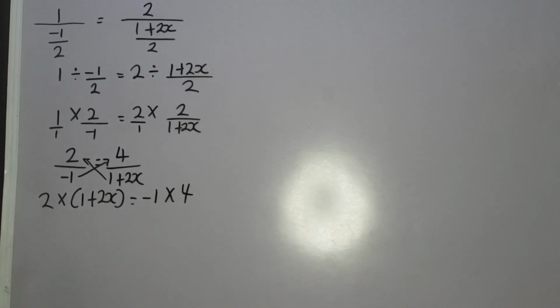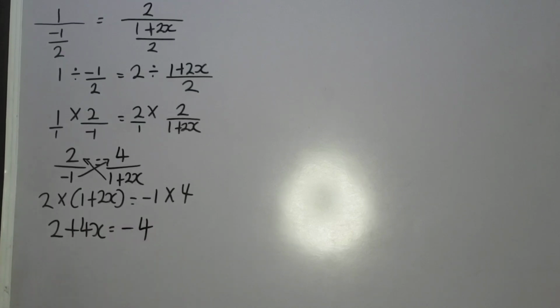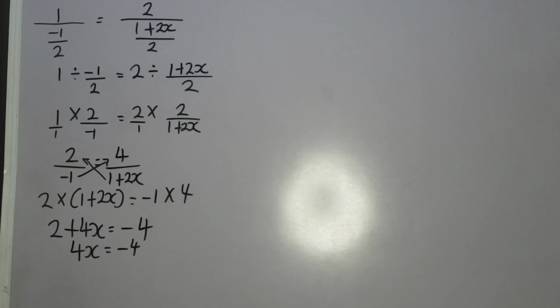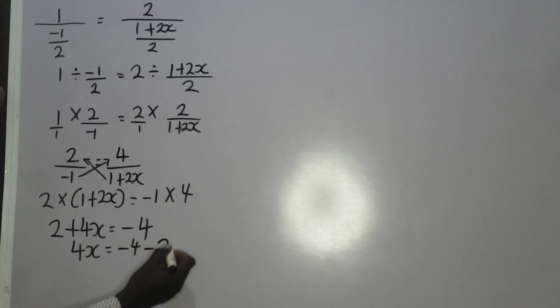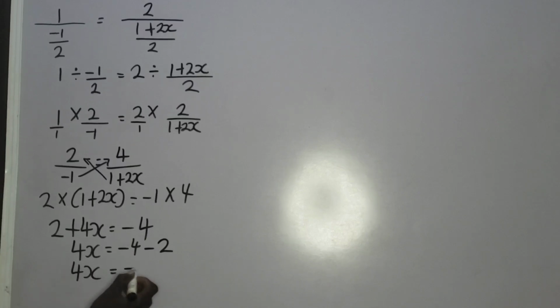You understand? Okay, 2 multiplied by 1, that is 2. 2 multiplied by positive 2x, that is what? Positive 4x is equals to negative 1 multiplied by 4, that will be what? Negative 4. You understand? Okay, for this I'm going to have 4x is equals to negative 4. Now if this 2 crosses the equals to sign to the right hand side of the equation, the positive 2 will become negative 2. You understand? Okay, so I'm going to have negative 4, negative 2. Do you understand? So for this, I'm going to have 4x is equals to negative 6.